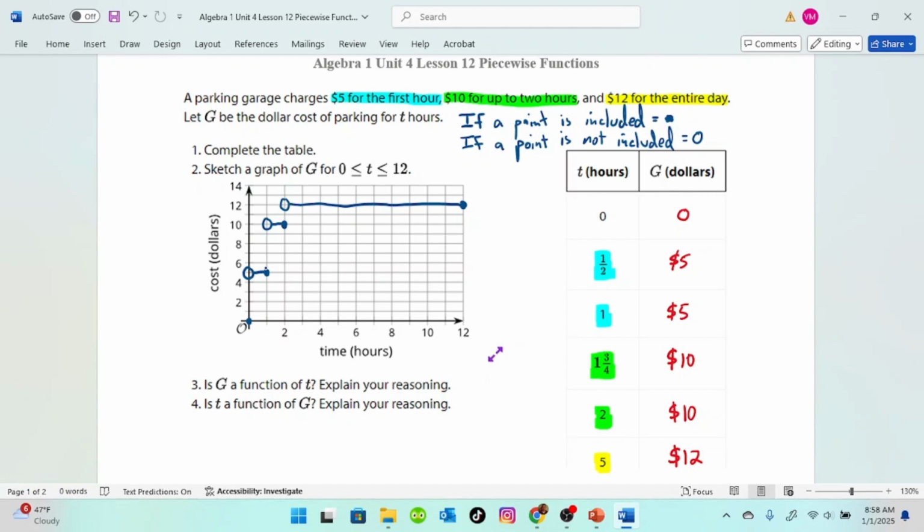So this is how you graph a piecewise function. Each rule is going to have its own line segment. You use a hollow point if you are not including the point in that rule. You use a solid point if you are including that point in the rule.